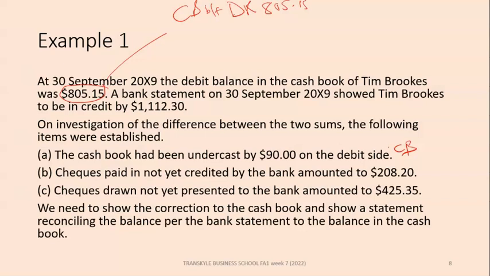Okay. Then checks paid in not yet credited by the bank amounted to $208.20. Checks paid in, not yet credited. These are bank lodgements, outstanding lodgements. So is this a cash book or a reconciling item? This is a reconciling item. Reconciling. RC. Just put an abbreviation which will not confuse you by the end of the day. Because it's not hard in fact to say you must write an RC or say reconciling item.